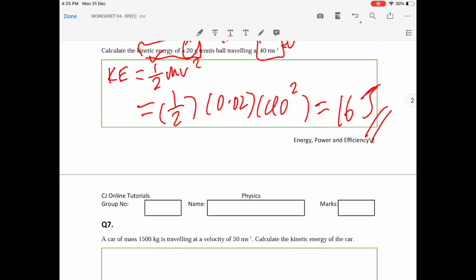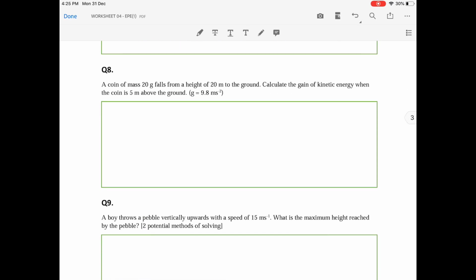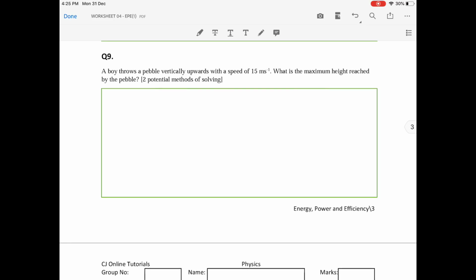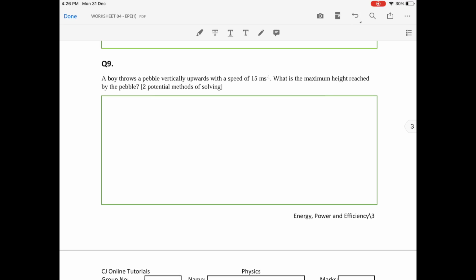Let's take a look at one final question. Question number 9. A boy throws a pebble vertically upwards at 15 meters per second. Let's draw this out. 15 meters per second. What is the height reached by the pebble? Let's understand what's going to happen. When he throws a stone up, the stone is going to travel at an initial velocity of 15 meters per second. Is the stone going to go faster or slower? It's obviously going to get slower and slower.